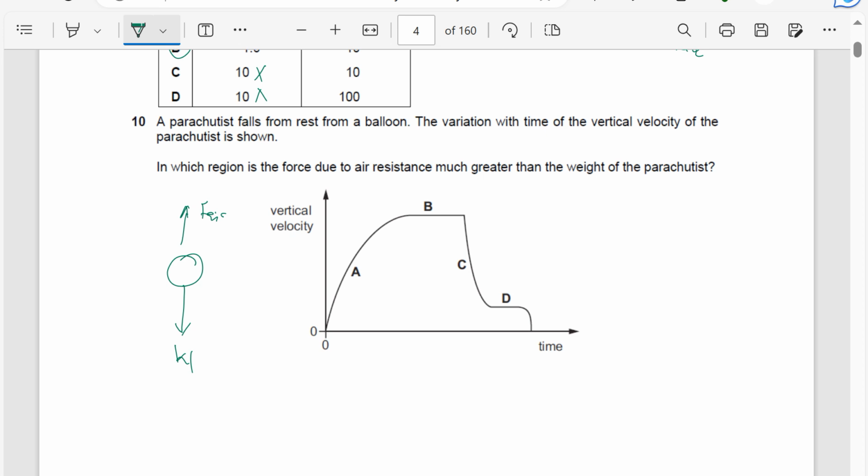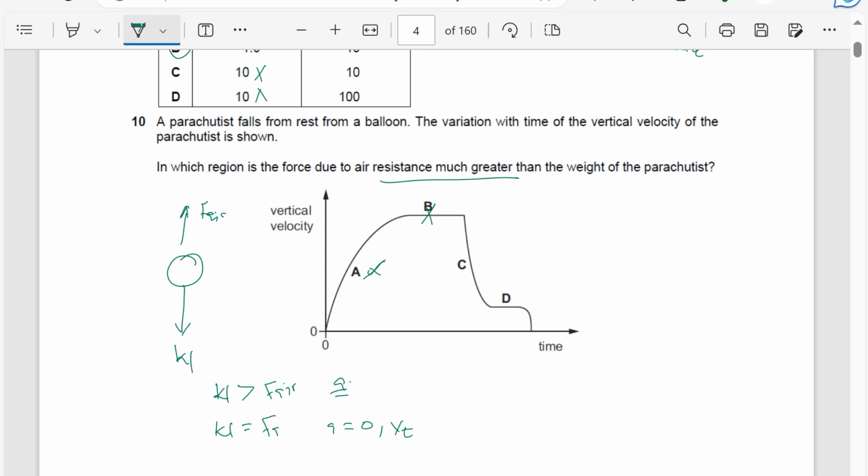They are asking in which region is the force due to air resistance much greater. If the weight is greater than the force due to air resistance, there is acceleration. So this is the part A. There is acceleration. When the weight is equal to the force due to air resistance, the acceleration becomes 0, so the velocity is constant. We reach terminal velocity Vt. So in B, they are equal. So this one is also out.